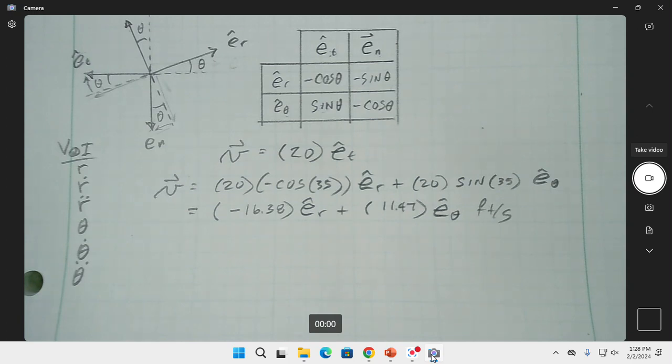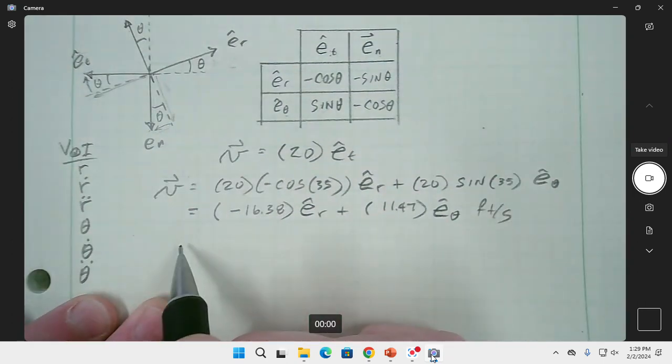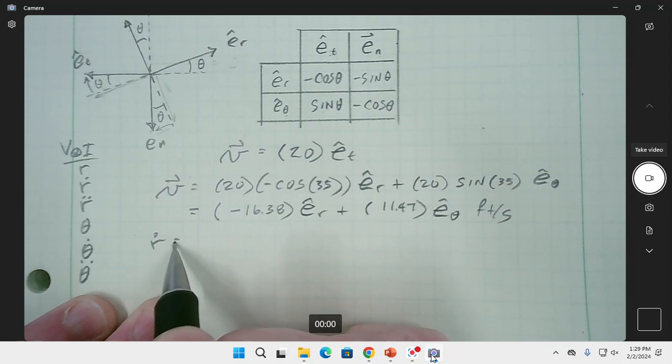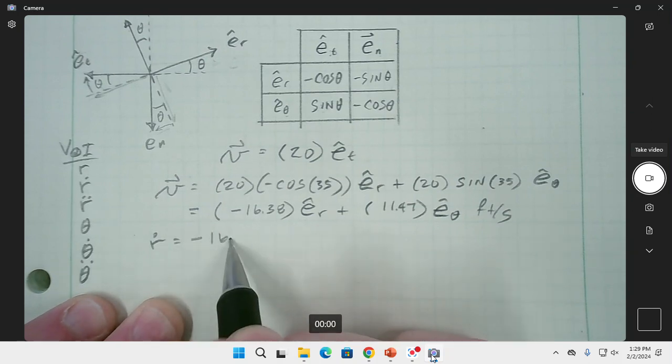Here's my mission: try to find these. Sometimes they're given to us, but maybe they're mixed in with the words. So you have to identify what they are, and then you plug them back into your equations. Or the other way around. So this is the other way around type of problem where you know the motion, and now you're trying to find these variables of interest. So we found the first one: r dot is equal to negative 16.38.